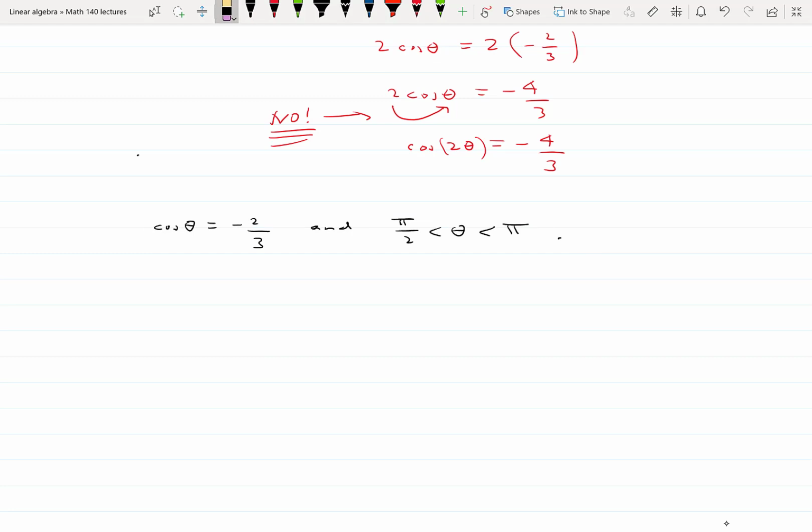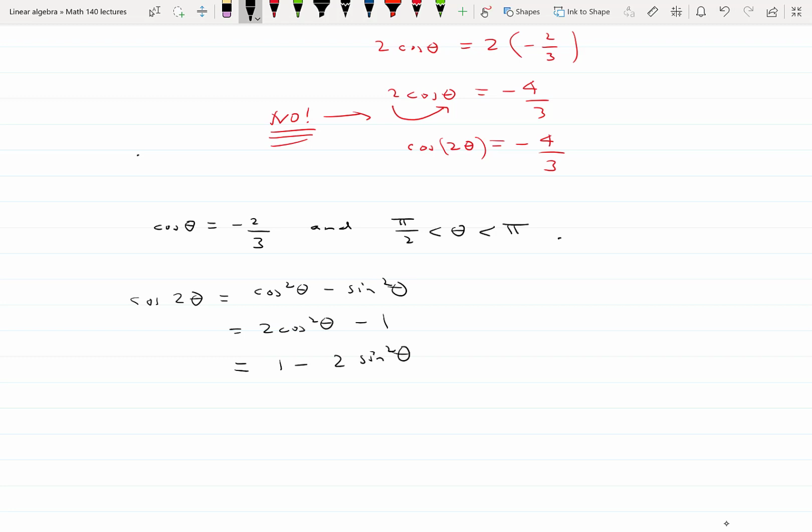Okay. Well, I want the cosine of 2 theta. The cosine of 2 theta, I have 3 formulas for. I have cosine squared theta minus sine squared theta. I have 2 cosine squared theta minus 1. I'm just reviewing them with you. And I have 1 minus 2 sine squared theta.